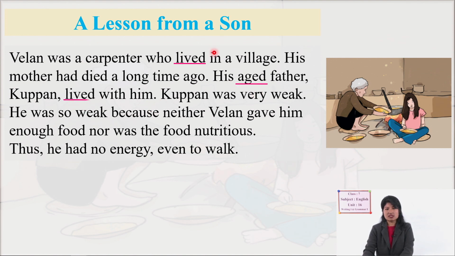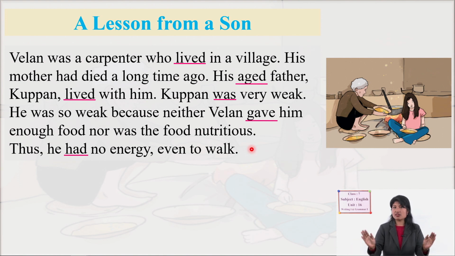Again, lived, same verb, and then was, and here goes next gave, give, gave, and then had. Okay, so these are the verbs in the past forms. Please do underline. You really need to do that. Okay, please underline these verbs.